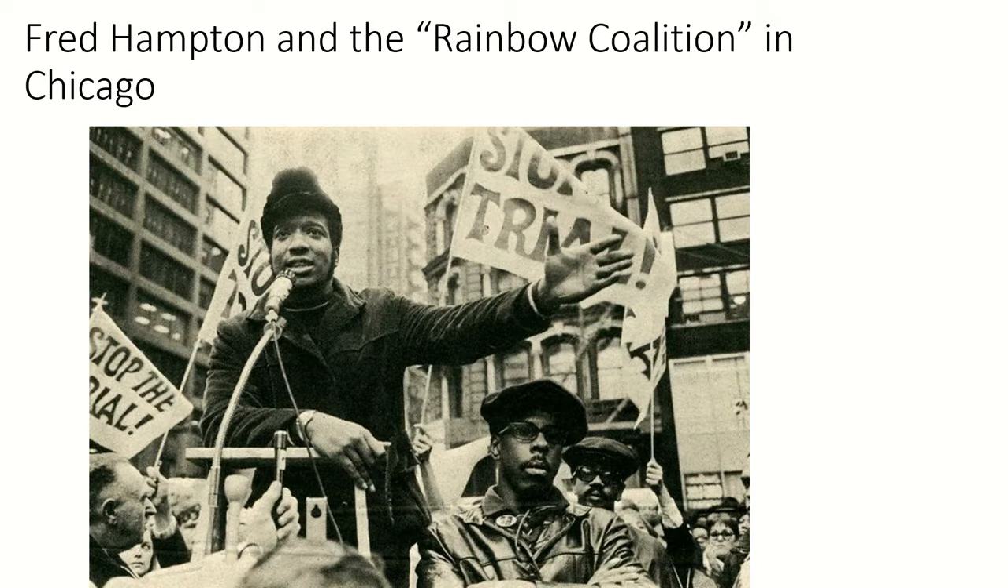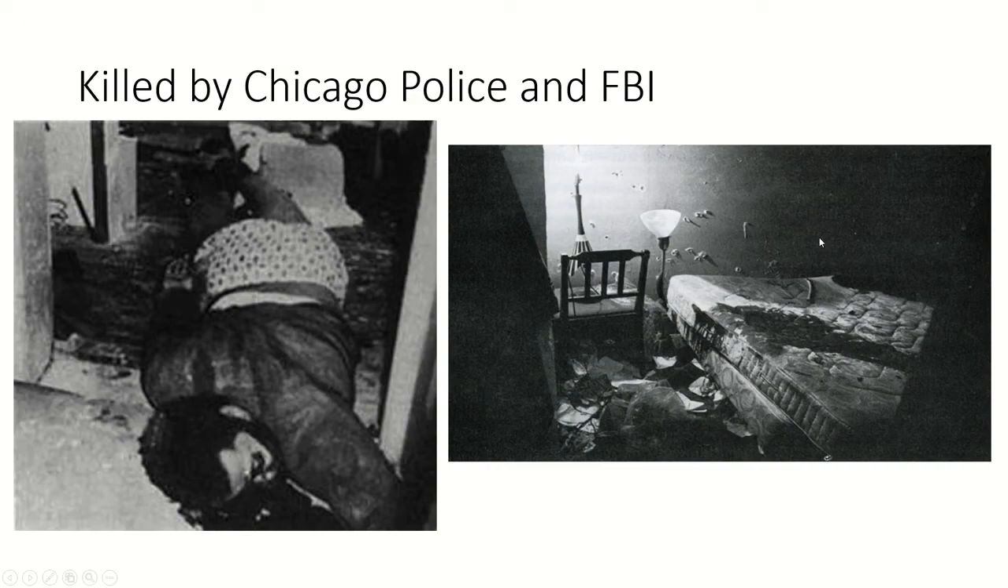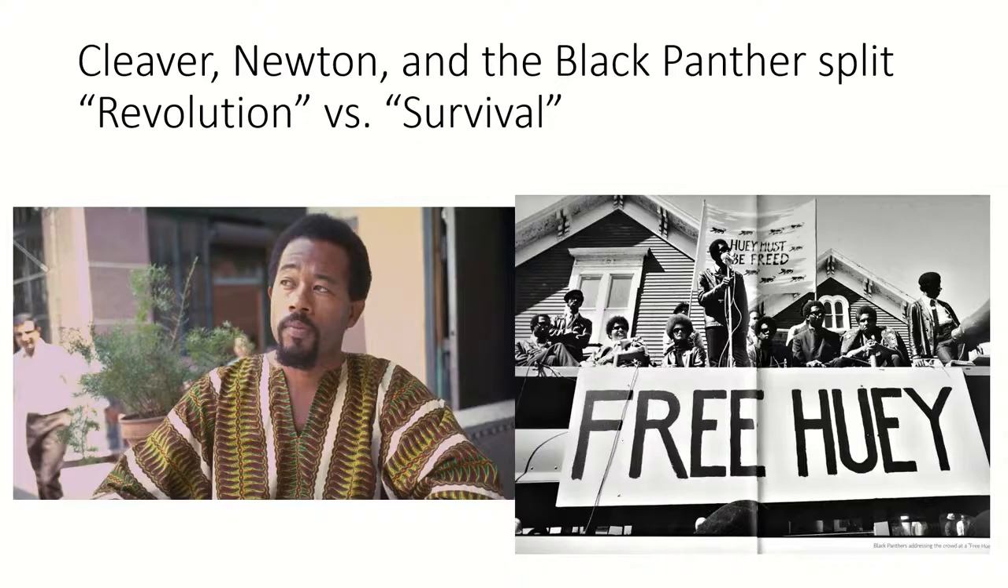But Fred Hampton was also targeted by the FBI, and he was killed by Chicago police while he slept in his bed in an apartment in Chicago. And so for a lot of the members of this movement, they see their leaders being assassinated, and they believe that violence is acceptable in self-defense.